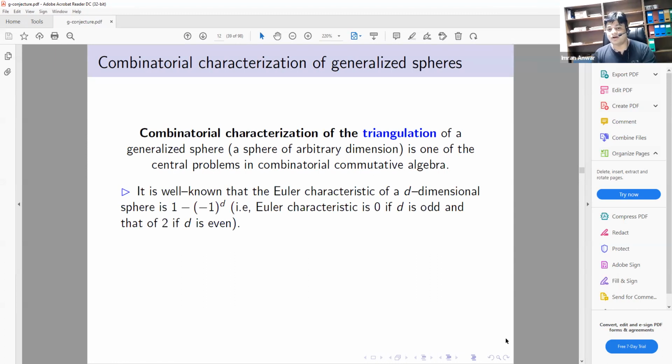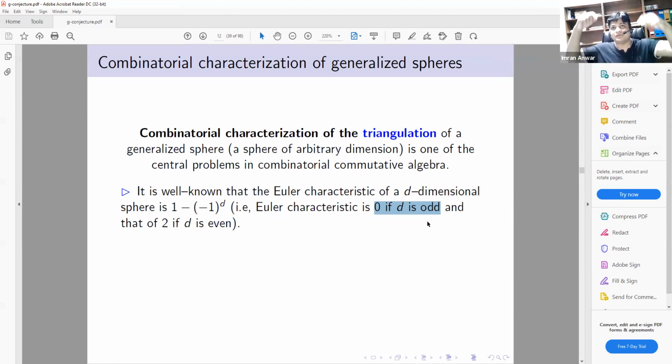There is a well-known fact due to Euler. He says that the Euler characteristic of a d-dimensional sphere is always either 0 or 2. It is quite simple. Again, for a circle, I can explain. If I pick three points, you get a triangle. In a triangle, the count of vertices is 3 and the count of edges is 3. My F vector is simply the number of vertices and the number of edges, and if I subtract these two, I get 0. So you can see that the Euler characteristic is 0 for S1.